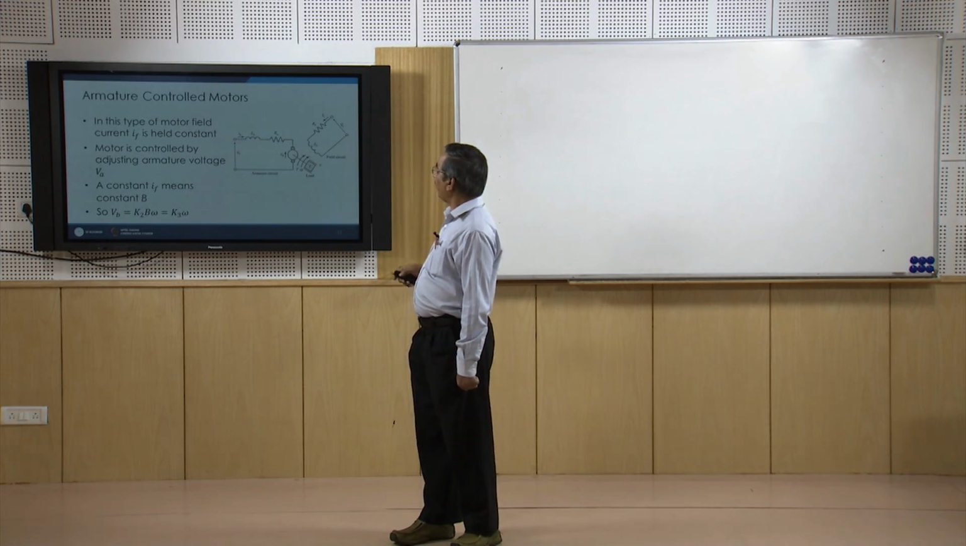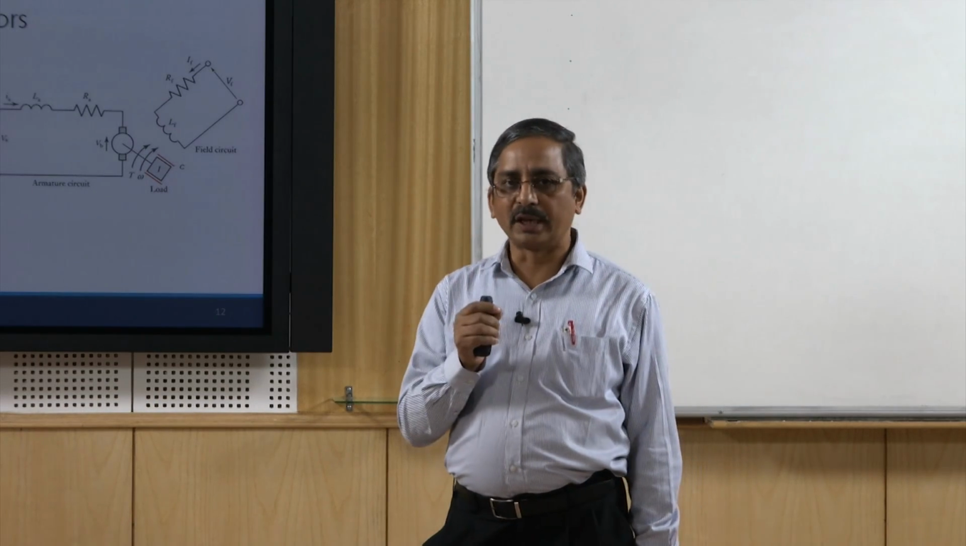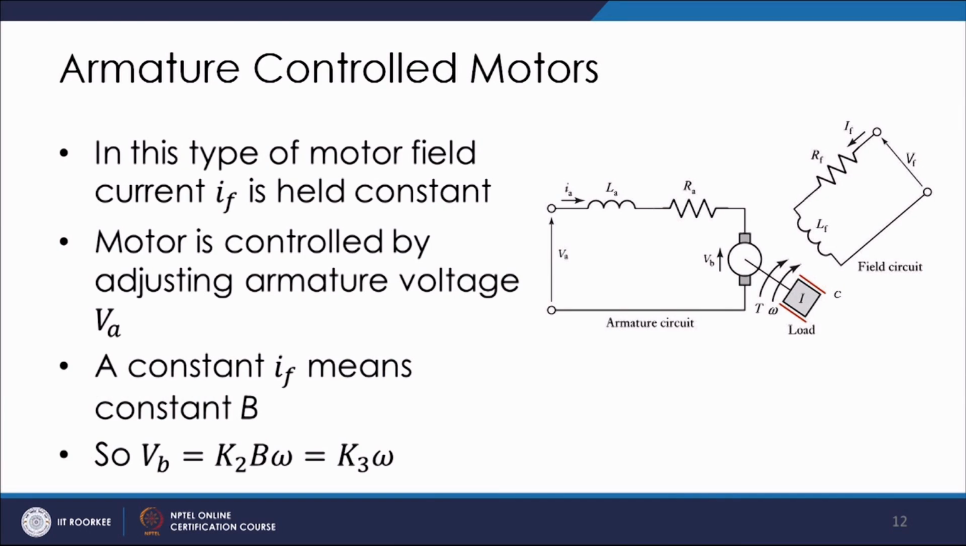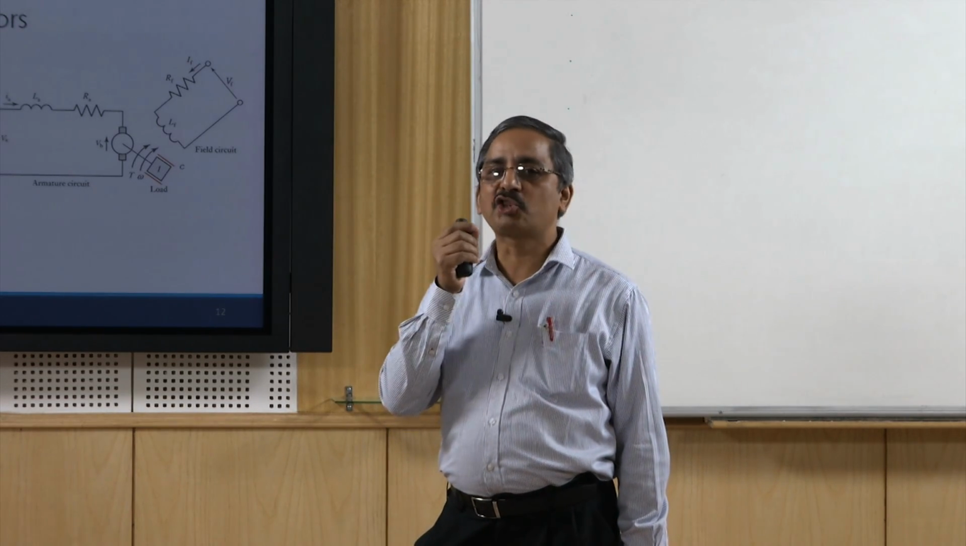So, now as I was telling you, the torque generated by the motor is a function of two things, the B and IA, okay. So, let us see the first one, the armature controlled motor. Now, in this type of motor the field current IF is held constant, okay. So, we are keeping this IF fixed, and the motor is controlled by adjusting the armature voltage VA, okay. A constant IF means a constant B. So, as I said, in armature controlled motors we are keeping B constant, okay.